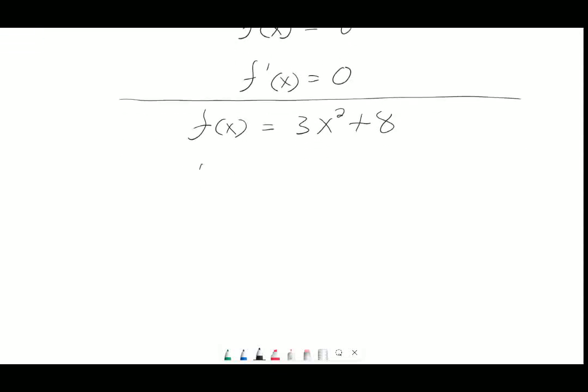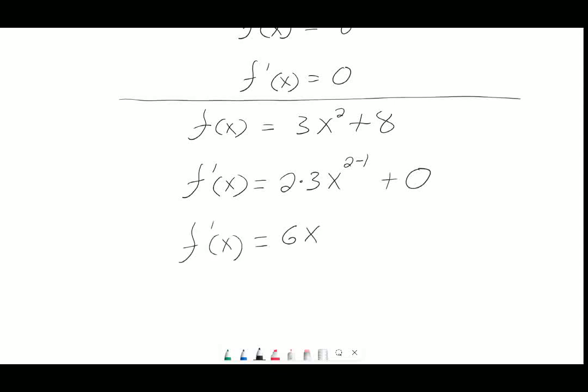And when I take its derivative, again, I'm now using all of my rules: power, sum and/or difference, and constant. And again, I'm going to multiply that 2 times that 3, subtract 1 from my exponent, and the derivative of a constant is 0. And my final answer is 6x as my derivative of the function. And that is your power rule applied with the constant rule and the sum and difference rules of the derivative.